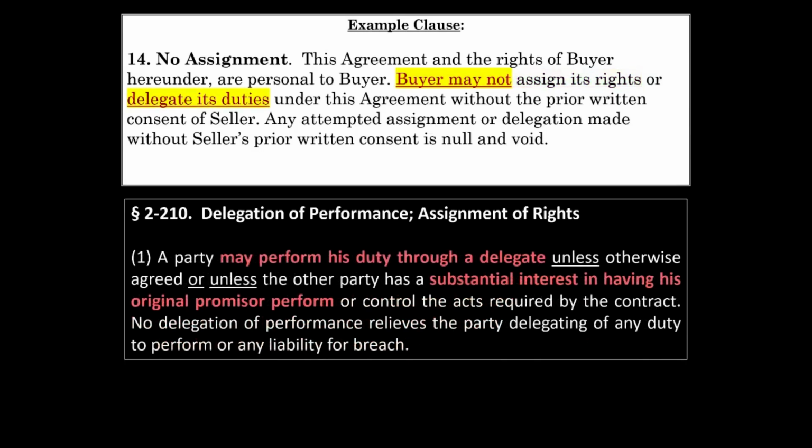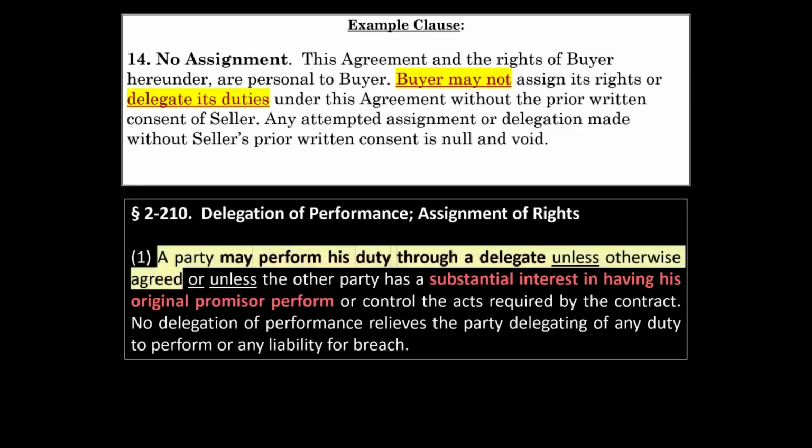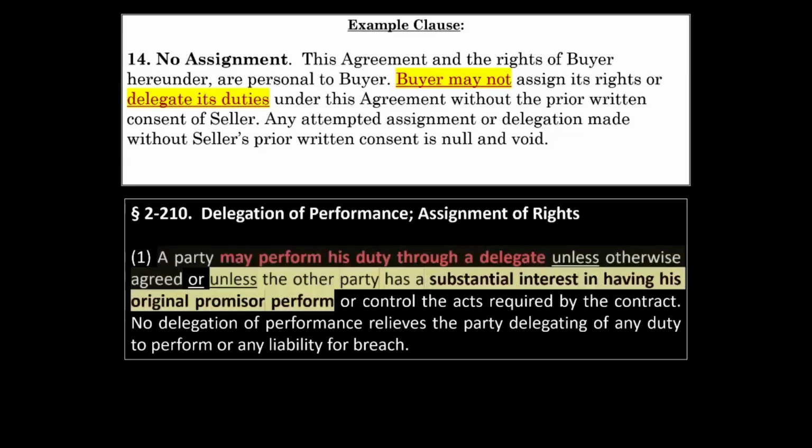Thankfully, subsection 1 of 210, which addresses the delegation of duties, is more straightforward, but only somewhat so. First, subsection 1 confirms that unless otherwise agreed by the contract parties, a delegation of duties under that contract is freely permitted. So unless the parties' contract includes an express term validly barring the delegation of duties arising under that contract, then a delegation of duties is generally permitted. But again, we must say generally, because the sentence then goes on to state an exception to this general rule.